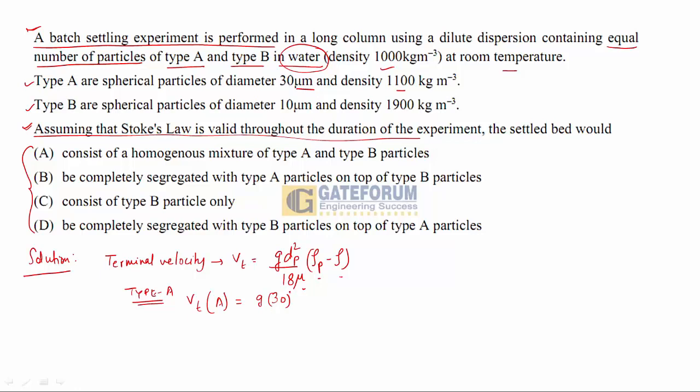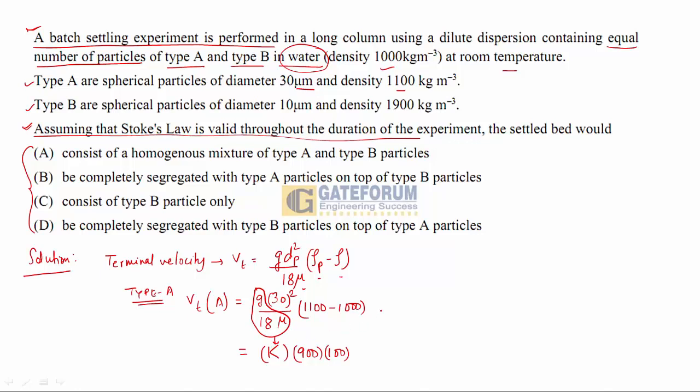Okay, so 30 square upon 18. Mu of water is not given in the question, let us just keep it as mu only. So the density of the particles for type A is 1100 and the density of the fluid is given as 1000. So it is coming out to be some constant multiplied by this 30 square, which will be 900, and 1100 minus 1000, it is 100. And this K is how much? g divided by 18 mu is our K.